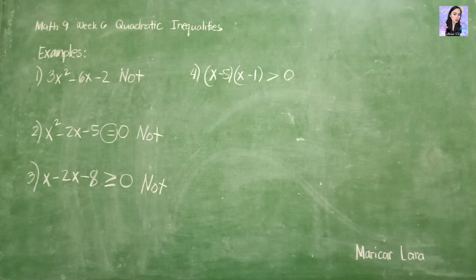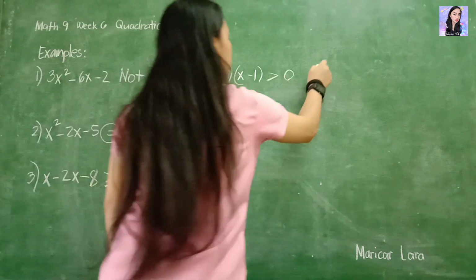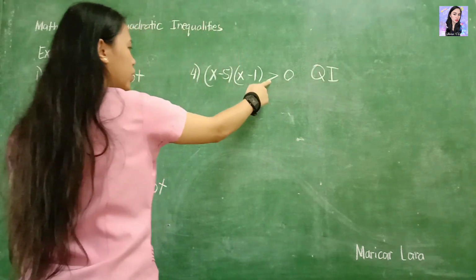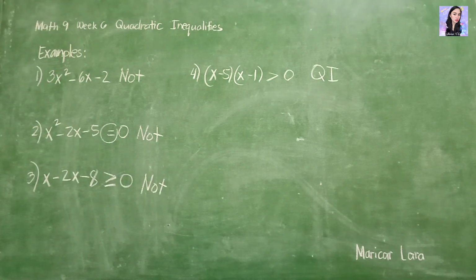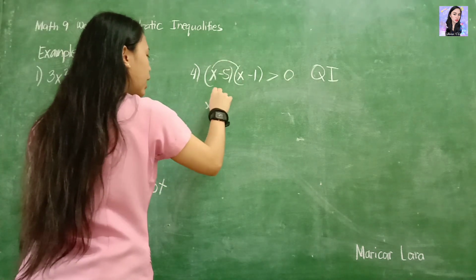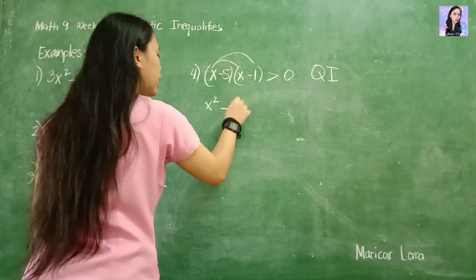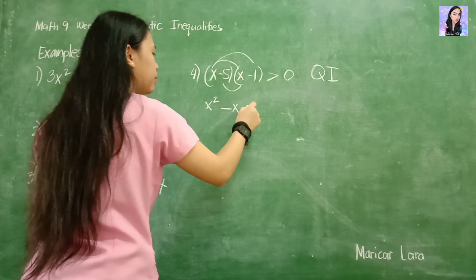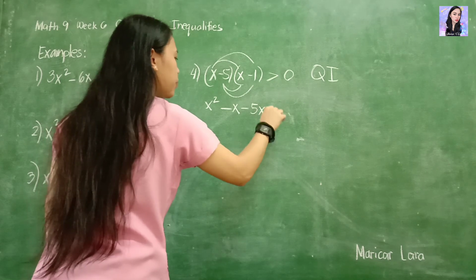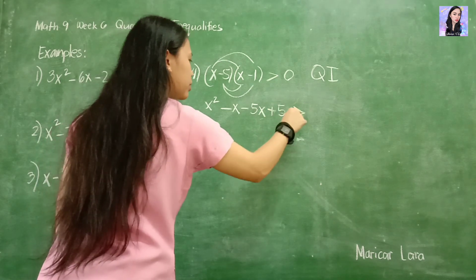Next, number 4, we have x minus 5 times x minus 1 greater than 0. So this is quadratic inequality. So meron siyang symbol ng inequality. So paano natin nasabing na siya ay quadratic? So we will use FOIL method. So x times x, x squared, x times negative 1, negative x, negative 5 times x, negative 5x, and negative 5 times negative 1 is positive 5, then greater than 0.